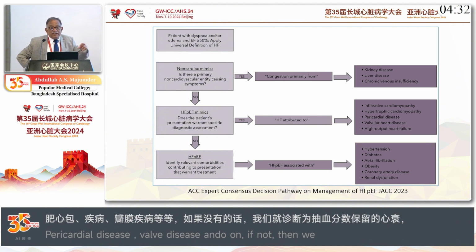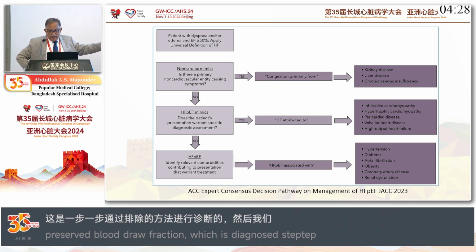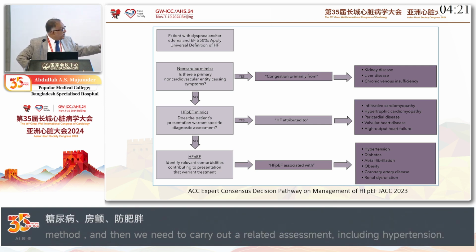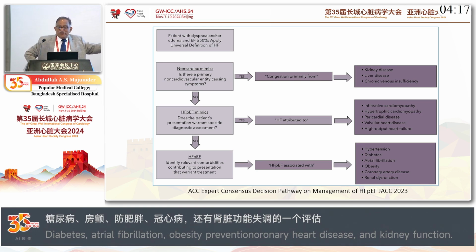Then there is heart failure with preserved ejection fraction with associated comorbidities. It may be hypertension, diabetes, atrial fibrillation, obesity, coronary artery disease, renal dysfunction. These are all the comorbidities of HFpEF. These are not causes of heart failure with preserved ejection fraction.